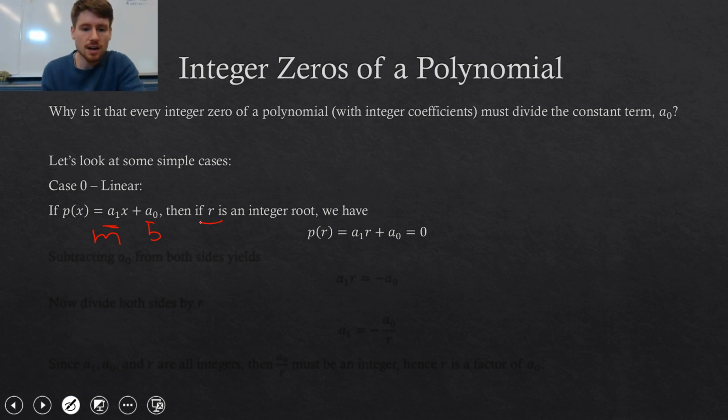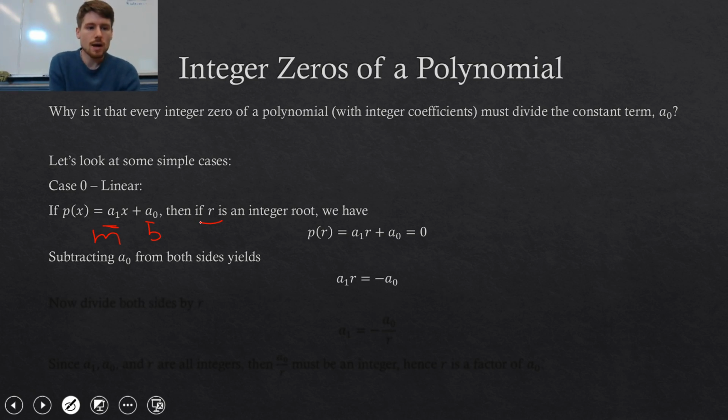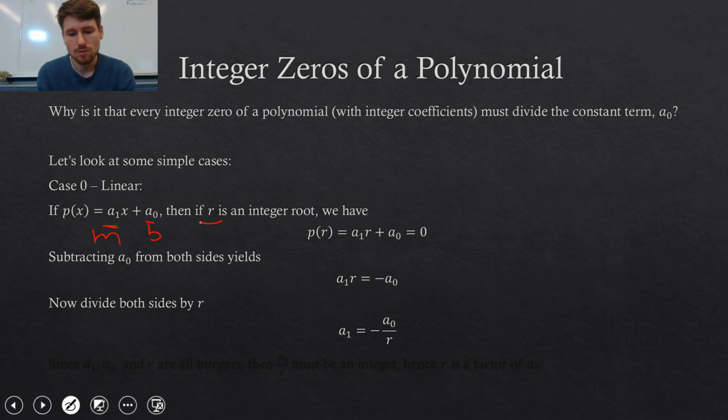Okay, so we need to say that r divides a0. It's not obvious that it divides a0, but let's figure out what we can do. Well, we're going to subtract a0 from both sides. So when we subtract a0 from both sides, we're going to get this equation now. So a1r equals negative a0. Okay? And the next step we're going to do is divide both sides by r. So dividing both sides by r gives us this statement, that a1 equals negative a0 divided by r.